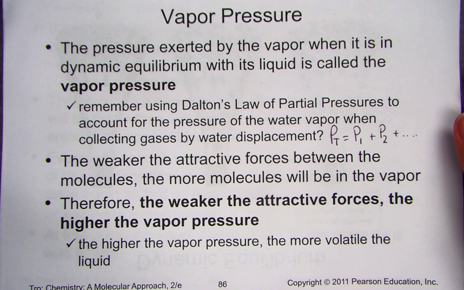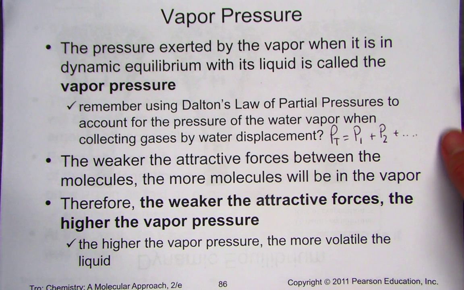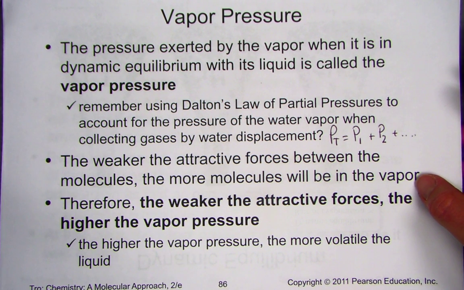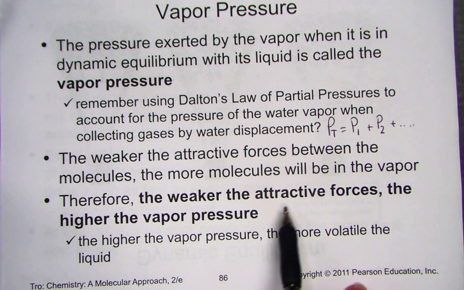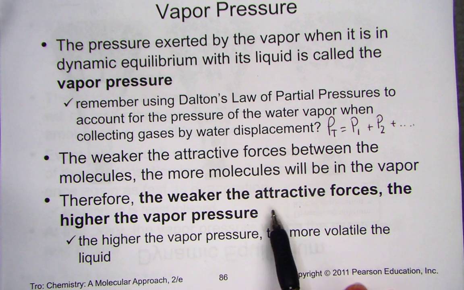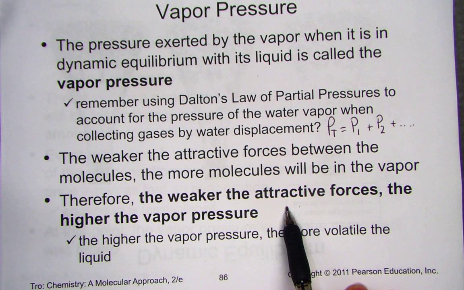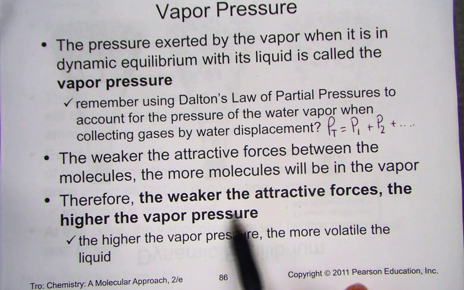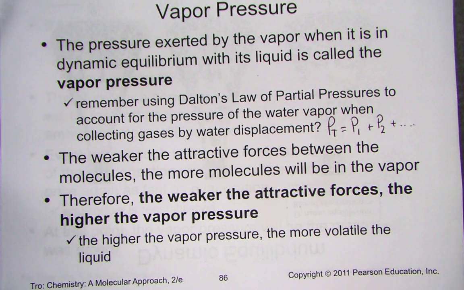The weaker the attractive forces between the molecules, the more vapor we'll have. So the fewer London dispersion forces or dipole-dipole forces, the less attractive molecules have for each other, the more gas that will form. Therefore, weaker attractive forces have a higher vapor pressure. Volatile liquids escape from liquid to gas very quickly and have a very high vapor pressure.